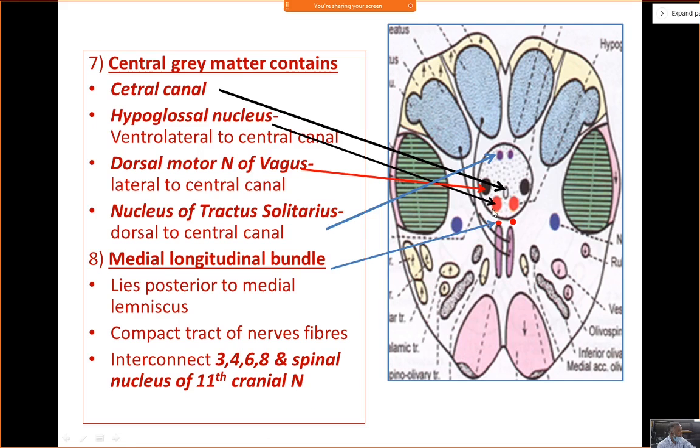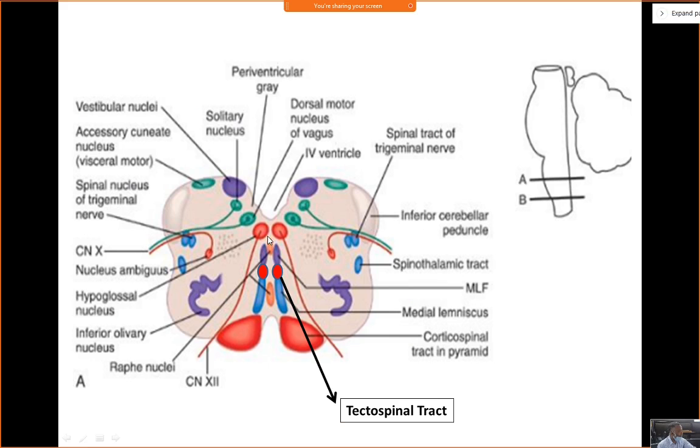Here this is hypoglossal, this is central canal, this is hypoglossal, then this is dorsal nucleus of vagus, and this is nucleus of tractus solitarius. So all these things will come on the floor. So here these are coming. This is hypoglossal, then this is dorsal motor nucleus of vagus, then this is solitary nucleus, then this is our vestibular nuclei. The vestibular nuclei are not present in the lower level, but are present at the upper level only.